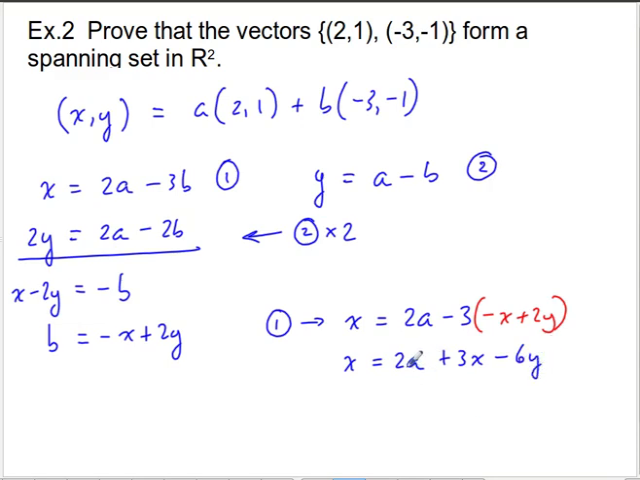I want the a all by itself, so I'm going to bring everything else to the other side. So I get x minus 3x is negative 2x, and this negative 6y becomes positive 6y, and all of that is equal to 2a. Divide everything by 2, and I end up with a equals negative x plus 3y.